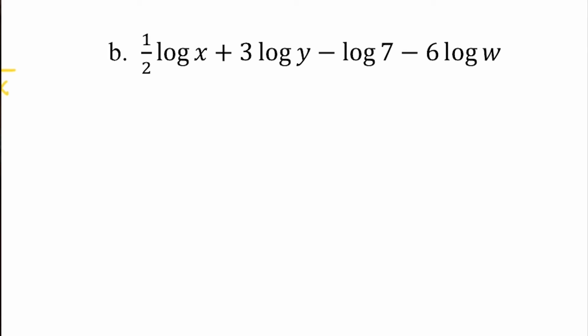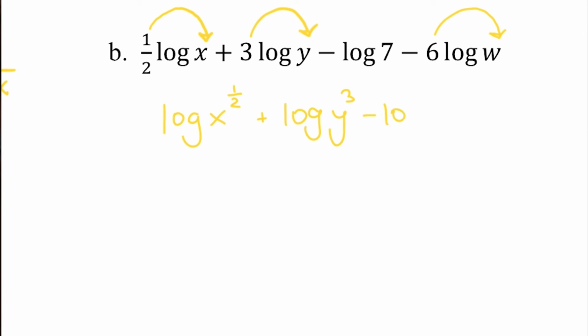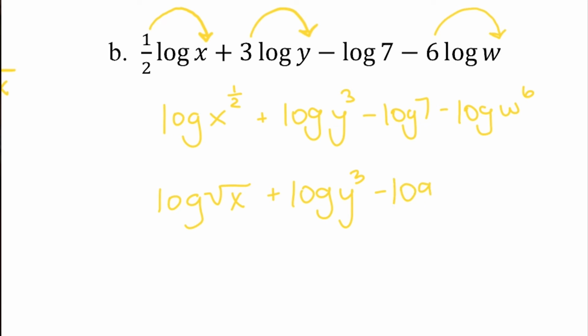Okay, so the first thing I'm going to do is take care of my exponents. We'll move the 1/2 back, the 3 back, and the 6. We'll have log of x to the 1/2 power plus log of y cubed minus log of 7 minus log of w to the 6th. Now this is log square root of x. I'm just going to change that 1/2 exponent back to a square root. Plus log of y cubed minus log of 7 minus log of w to the 6th.